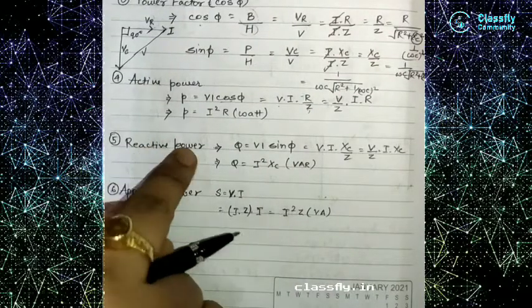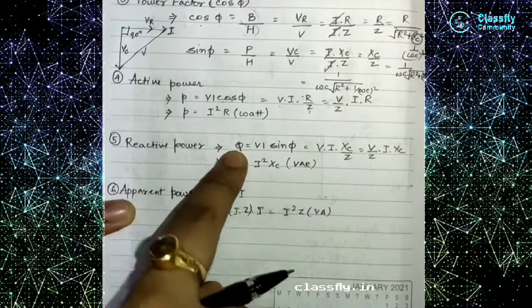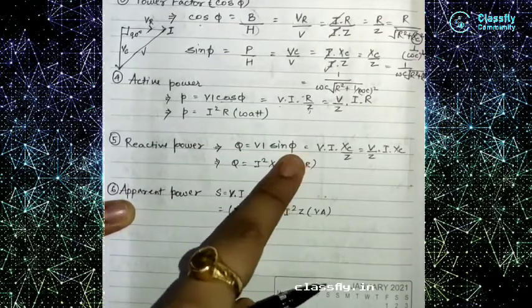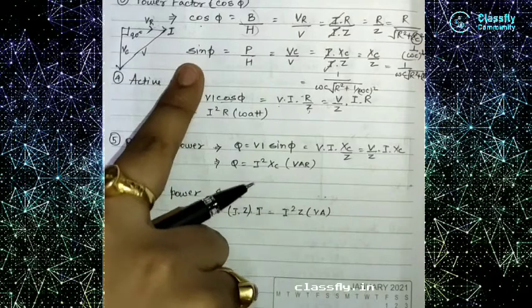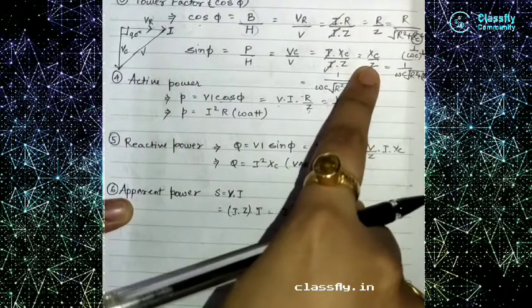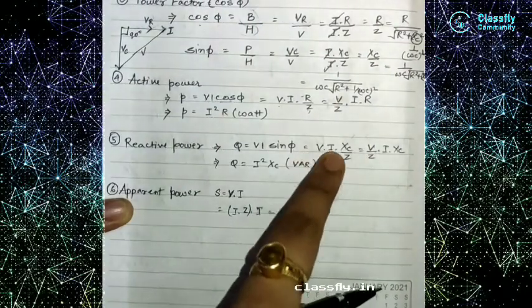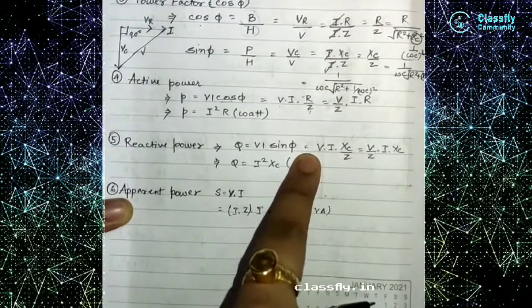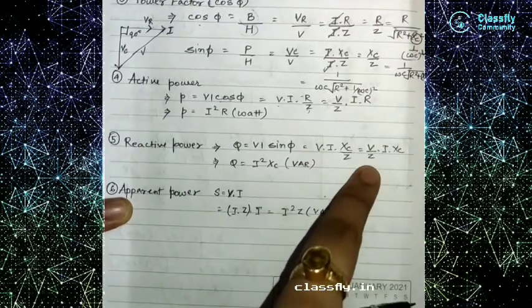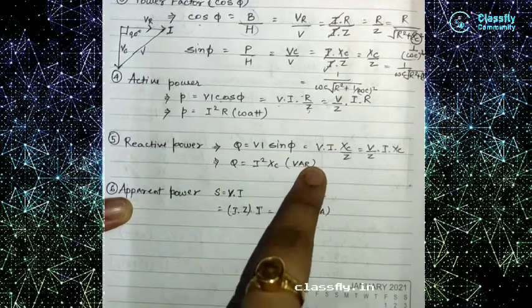Now let's see our reactive power. We know that we denote reactive power as Q, and it is VI sin phi. I told you that we are already doing the sin phi so that we can use it later. So sin phi is XC by Z. So we will write XC by Z and VI. We will take the Z down with the V. So we know that V by Z is I. So we will get I square XC and the unit is var.